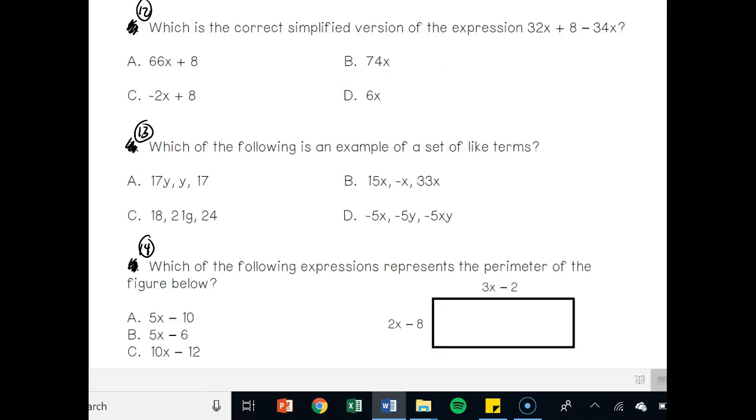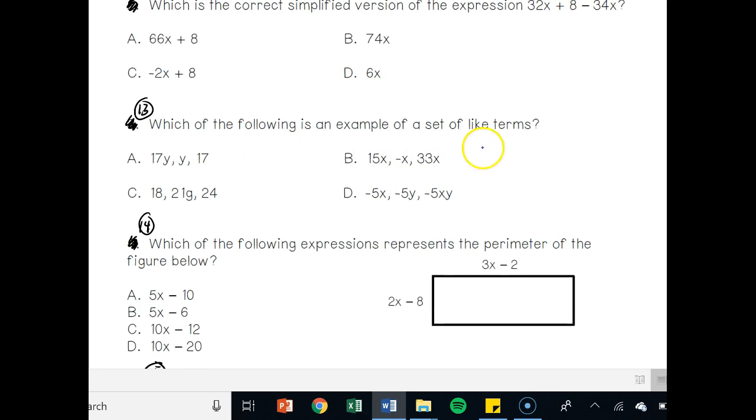Number 13, it says, which of the following is an example of a set of like terms? Again, we know that those are same variable and exponent. 17y, y, and 17. This one needs a y to be a like term, so nope. 18, 21g, and 24 needs g in order to be like terms, so that's out. 15x, -x, and 33x, those all have x. They all have the same exponent. Those like terms, this one had xy, not like terms.